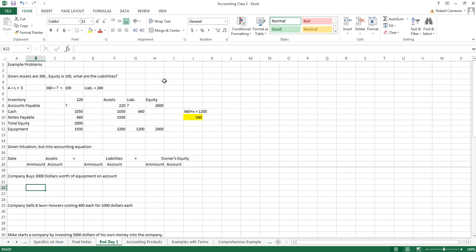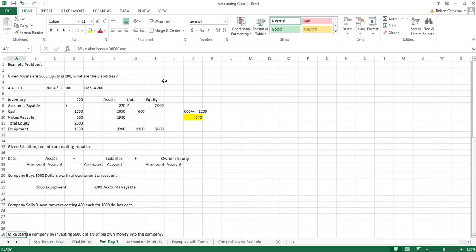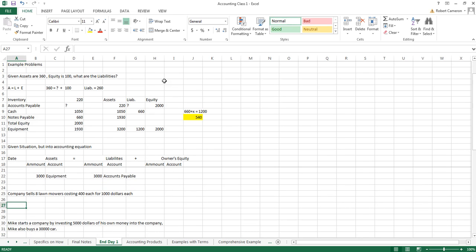Well, first, equipment, the asset, will be going up by $3,000. And then what do we have? We're not decreasing cash. We haven't paid cash. But again, we have that liability on account. $3,000. Accounts payable. Bam.